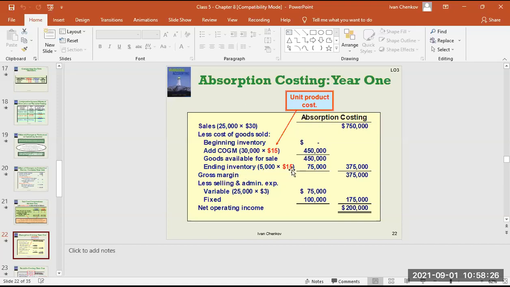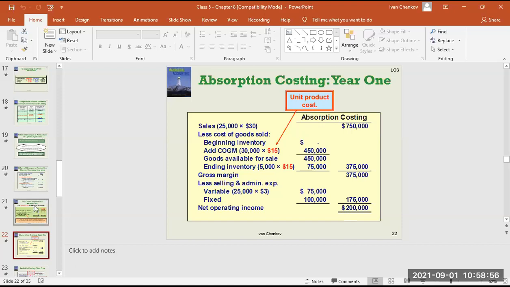Then we're deducting the ending inventory, which is 5,000, right? Because we produced 30,000, we're selling only 25,000. So that means a different ending balance, building an ending balance of the inventory with 5,000 times 15, 75. So our gross margin is 375. Variable costs are on the period side, and the fixed cost is 100,000. So our operating income is 200,000.